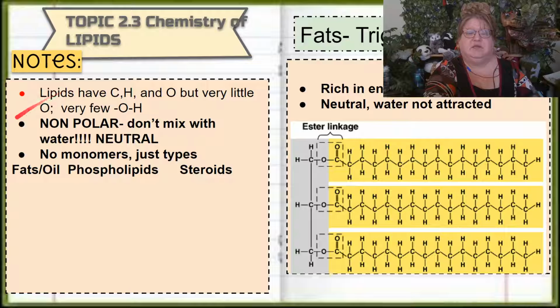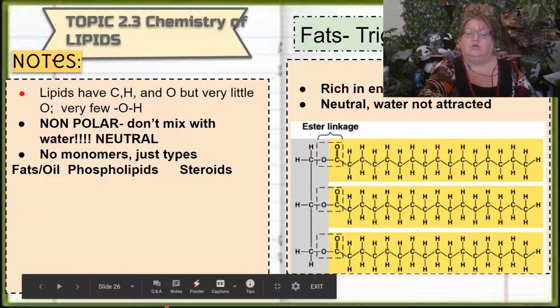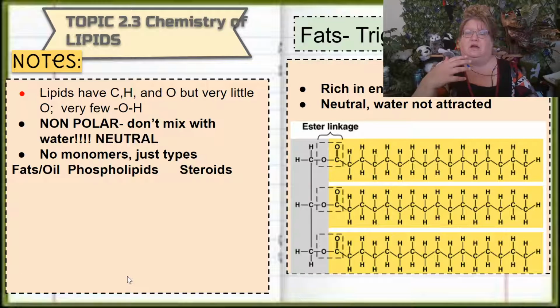Now that makes, notice I put it in bold here, that makes lipids nonpolar. The water molecules are not going to be attracted to fats and oils. So there are three types of lipids I want you to understand: fats, phospholipids, and steroids. But notice they're all going to have those characteristics: very little oxygen, and they're nonpolar.